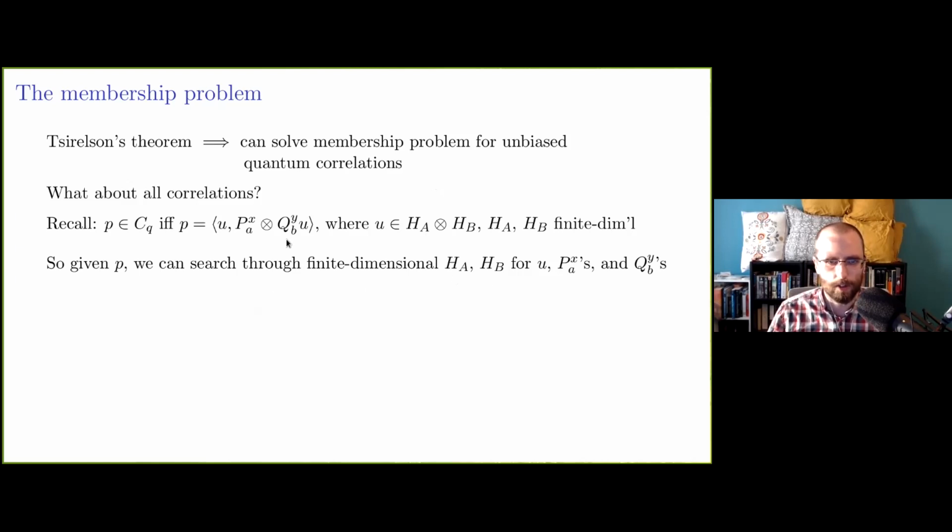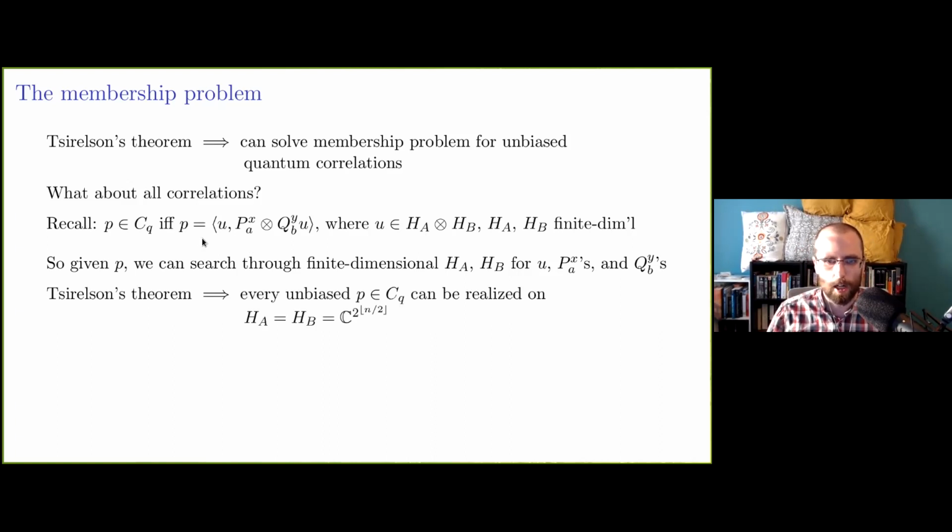We got equations here in real variables, and there are algorithms for deciding any set of equations in real variables. They run very, very slow, but they do exist. And so this is a problem where we can just start searching through finite dimensional Hilbert spaces, and for each pair of finite dimensional Hilbert spaces, decide whether or not there is a U and a collection of P_{XA}s and a collection of Q_{YB}s, such that we get P from that collection.